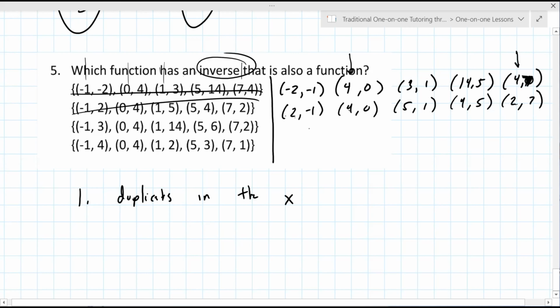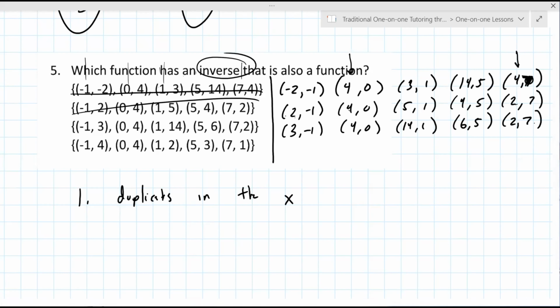Okay. So let's look at the next one here. 3, -1, 4, 0, 14, 1, 6, 5, and then 2, 7. That one's looking pretty good because there's no duplicates in the X. Right. So let's look at the last one here and make sure that it is wrong. 4, -1, 4, 0. And it doesn't look like we have to go any further than that, because that is a problem.